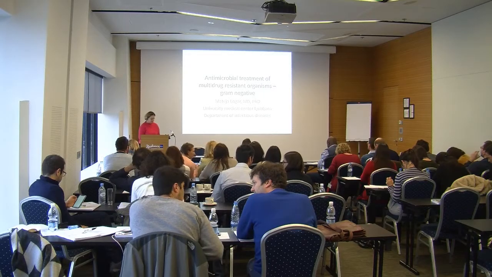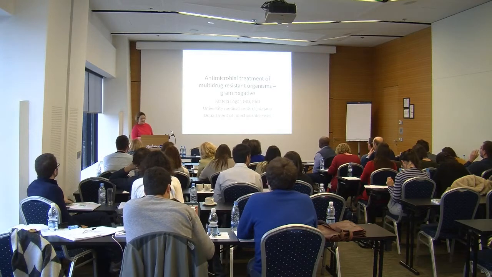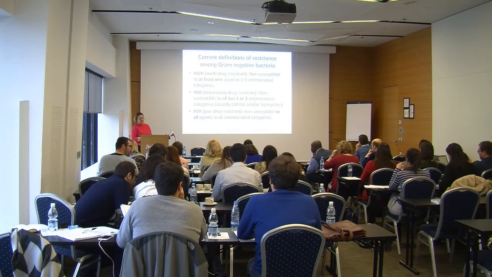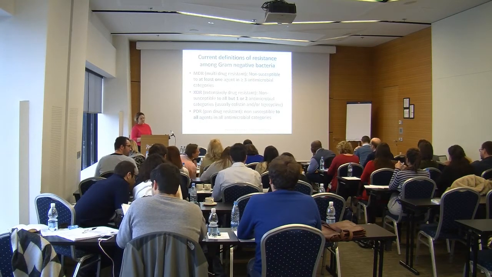So, another group of bacteria, more problems, I guess. They're a bit more common than the gram-positive MDR bacteria. You all know that we are speaking about multi-drug resistant bacteria when they are not susceptible to at least one agent in at least 3 antimicrobial categories. And we speak about extensively drug-resistant bacteria when they are not susceptible to all but 1 or 2 antimicrobial categories. Usually those antibiotics are colistin and tigecycline. And pan-drug-resistant bacteria are those which are not susceptible to all agents in all antimicrobial categories.